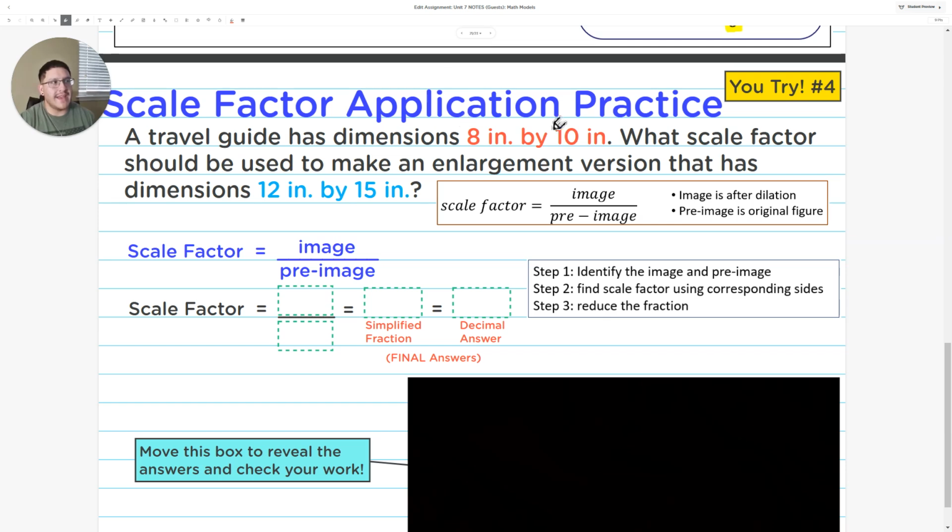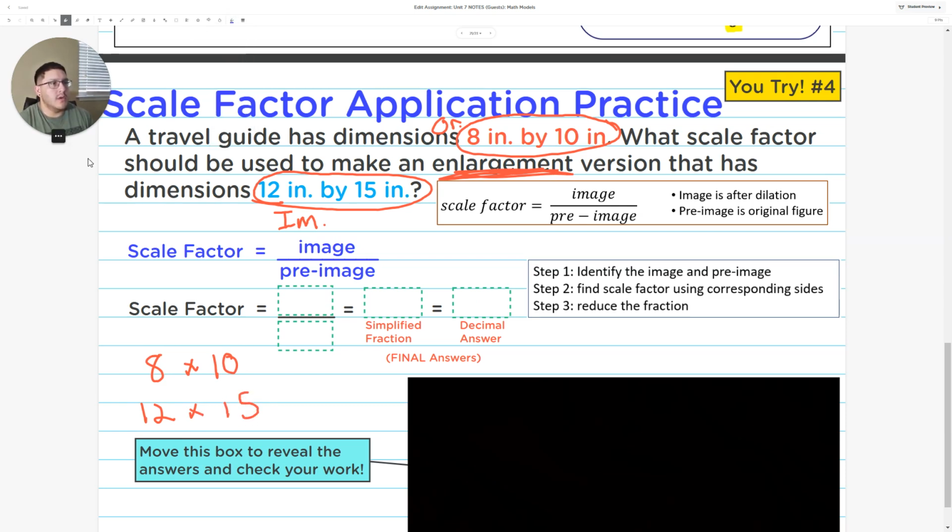So a travel guide has the dimensions 8 by 10 inches. This is the original. I'm going to say OR for original. What scale factor should be used to make an enlargement version that has dimensions 12 by 15 inches? So this 12 by 15 is the image. Okay, so we have 8 by 10, and then we have 12 by 15.